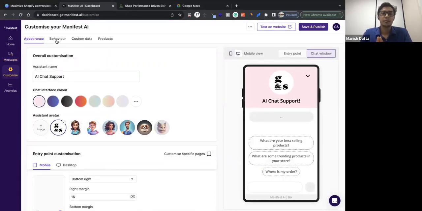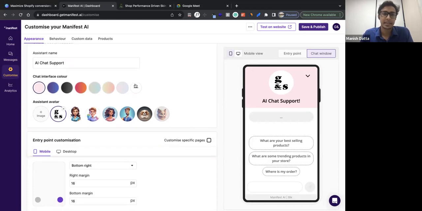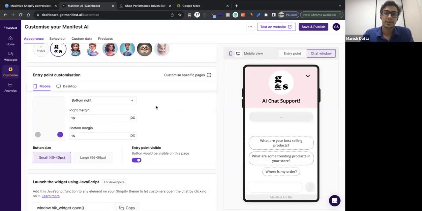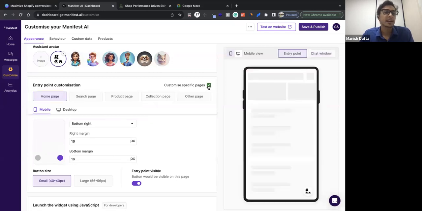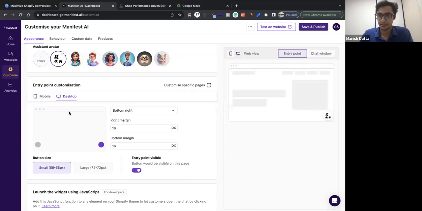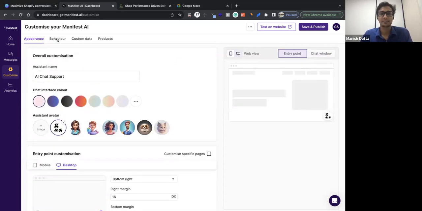Right, and this is what we call the customize section. This gives you entire control over the visual look and feel of the assistant which you want to control, right? So you can customize everything from the name to the interface colors to the avatar which you want to showcase to the world, to also things like the positioning of the assistant on the website. How and where do you want it to be positioned? And again, you can customize this specifically for each different page, for each different design, for each different device. You have complete control over all of that.